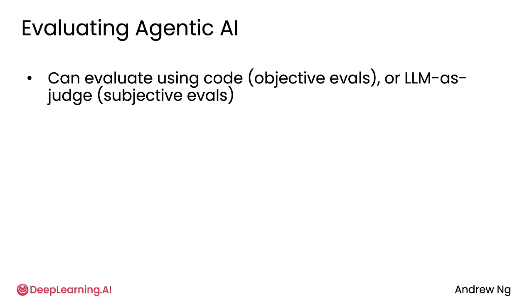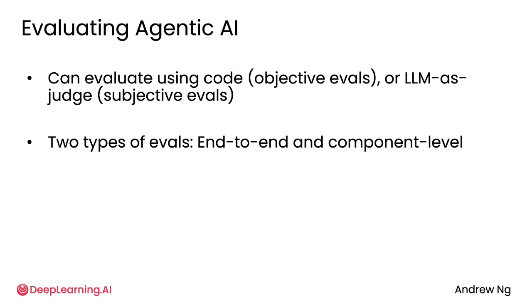You've already heard me talk about how you can write code to evaluate objective criteria, such as did it mention the competitor or not, or use an LLM as a judge for more subjective criteria, such as what's the quality of this essay. But later, you learn about two major types of evals. One is end-to-end, where you measure the output quality of the entire agent, as well as component-level evals, where we might measure the quality of the output of a single step in the agentic workflow. And it turns out that these are useful for driving different parts of your development process.